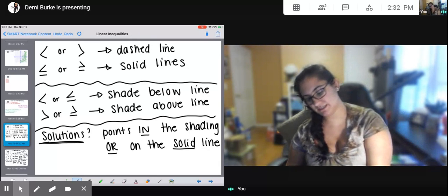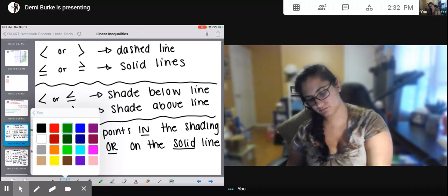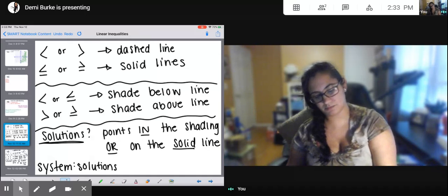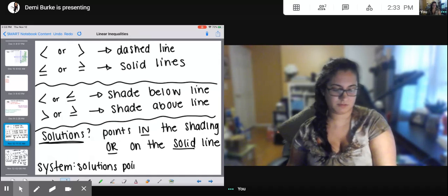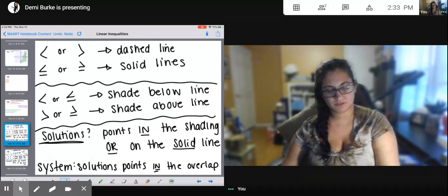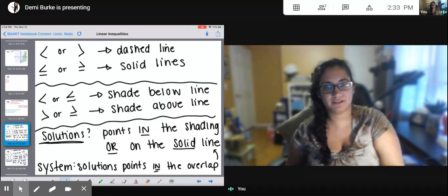If it's a system, your solutions are points in the overlap. Or, like we mentioned, if it's a solid line, they can be points on that solid line.